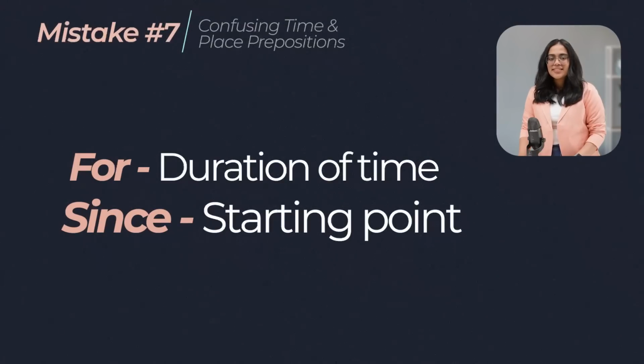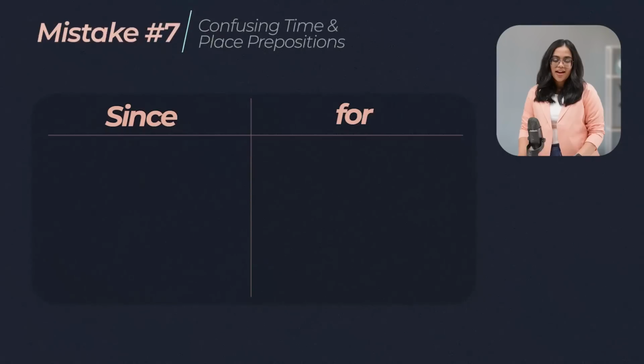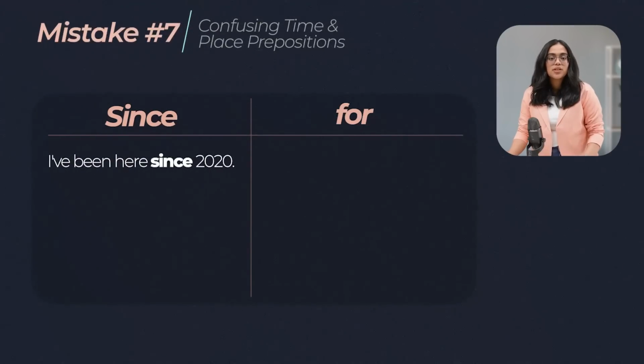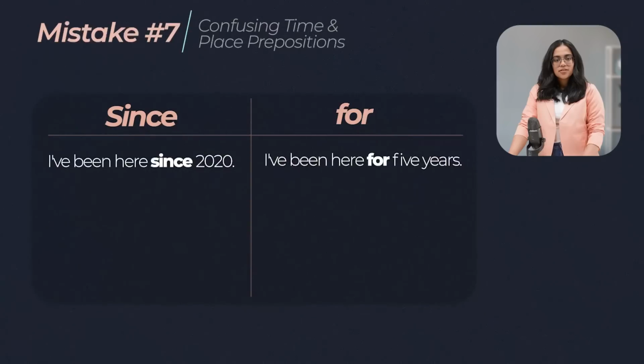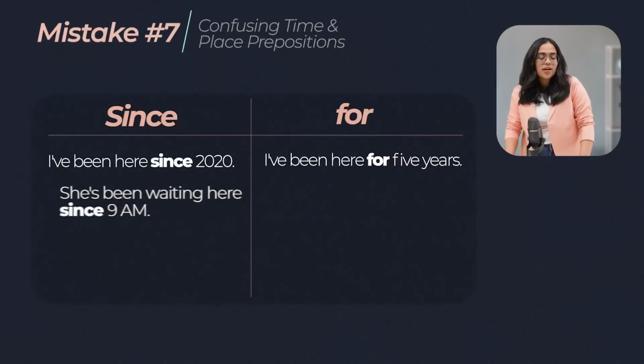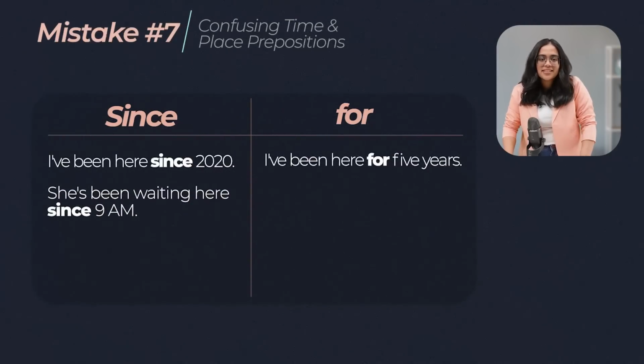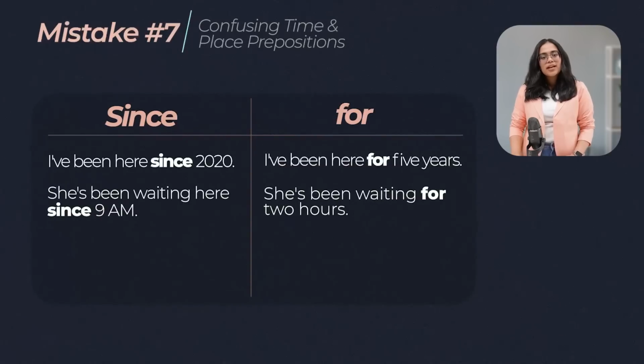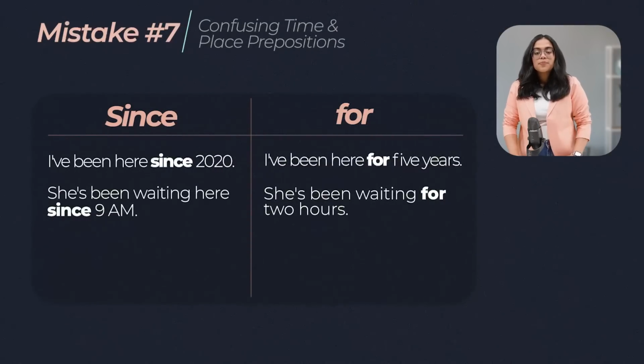Let's look at this side-by-side comparison. I have been here since 2020. 2020 is the starting point. I've been here for 5 years. 5 years is the duration of time. She's been waiting here since 9 a.m. So 9 a.m. is the start point. She's been waiting for 2 hours. 2 hours is the duration of time she's been waiting for.